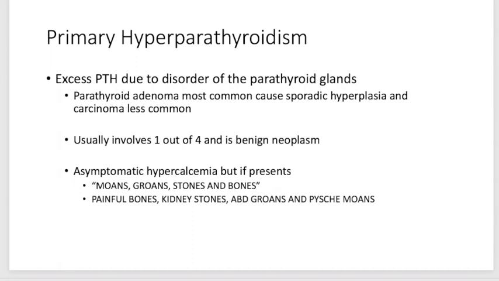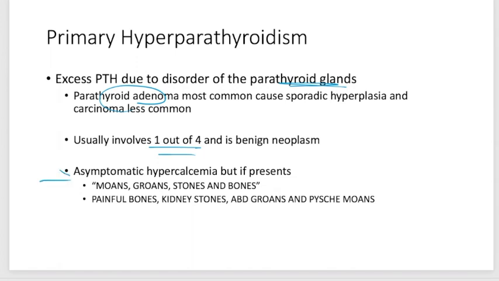So primary hyperparathyroidism is when something is wrong with the gland. Always, primary means the gland is the problem. So we have excess parathyroid hormone due to usually destruction of one of the parathyroid glands. It's usually due to a parathyroid adenoma. There is also sporadic hyperplasia and carcinoma, which is much less common. It does usually include 1 out of the 4 and is a benign neoplasm. We usually go in and remove it.